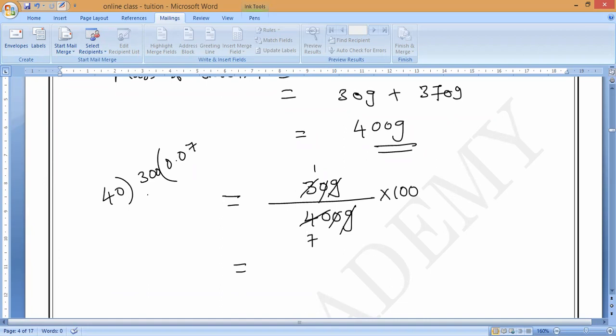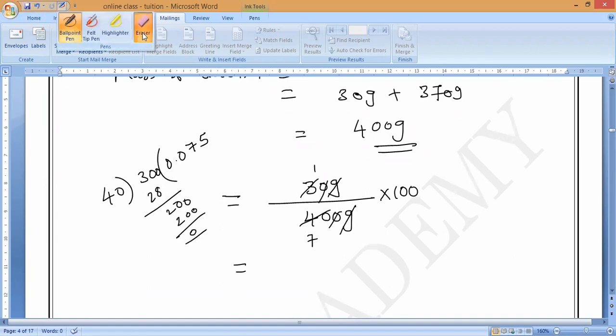4 sevens are 28. Is it yes or no? So 2 0. Next, the point and 0 will come. So 4 20, 4 fives are 20. The answer is 0.075 grams.